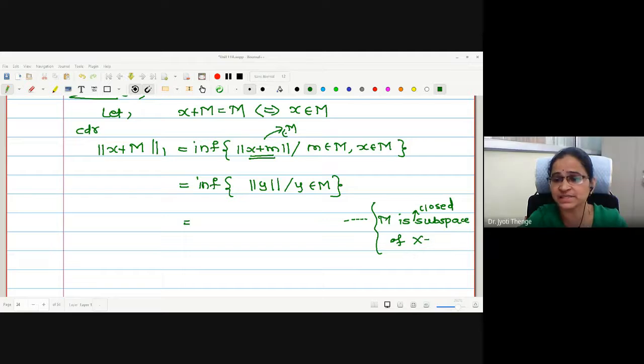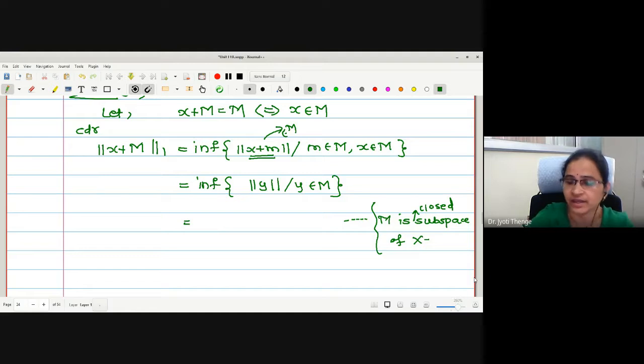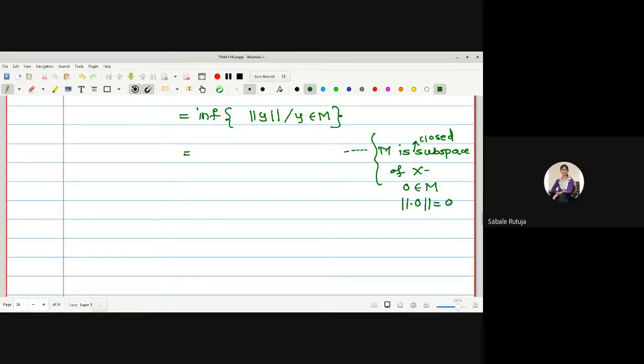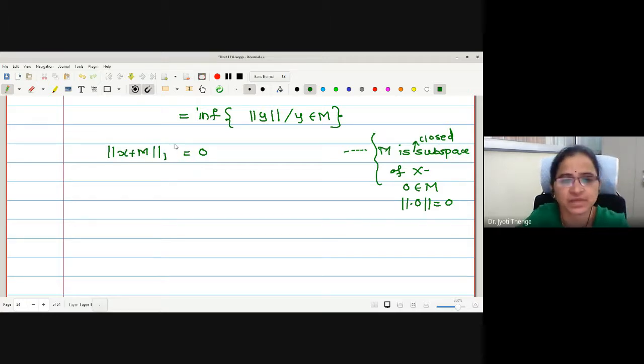Actually, M is a subspace. Therefore, it contains the additive identity 0. With this reason, if M is a subspace, can I write 0 is in M and all the rest of the elements are non-zero? If all the rest of the elements are non-zero, what is the infimum value I will get? It is 0. Therefore, this infimum value is 0 itself. Therefore, norm 1 of x plus M is 0.